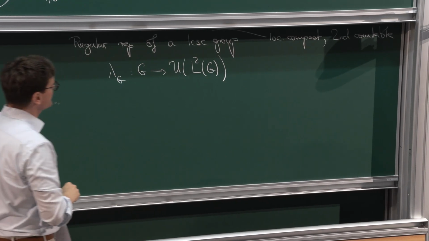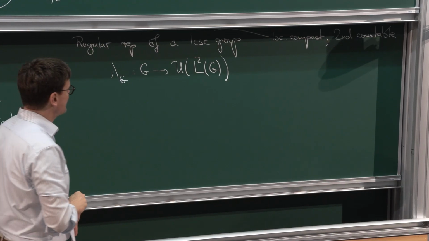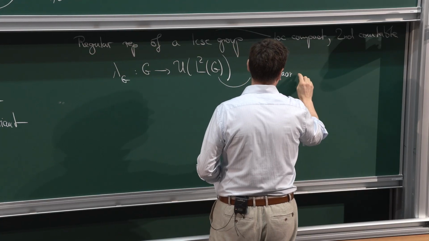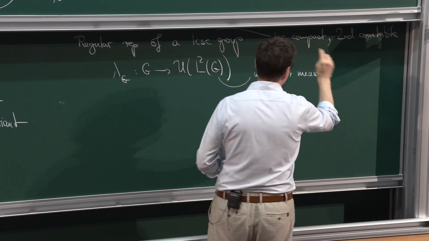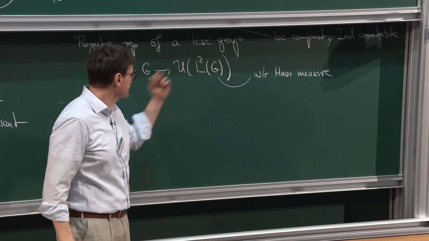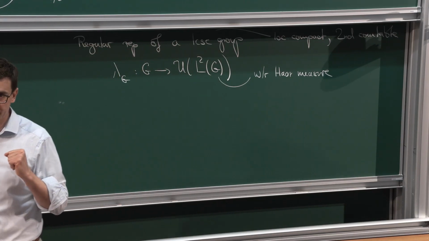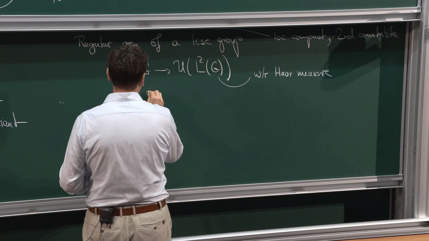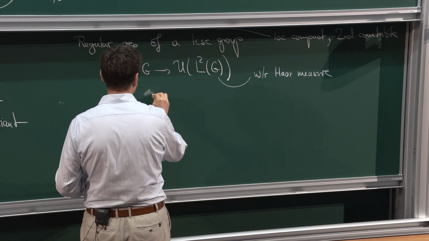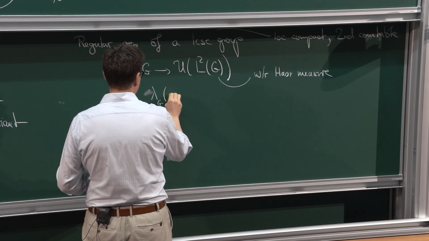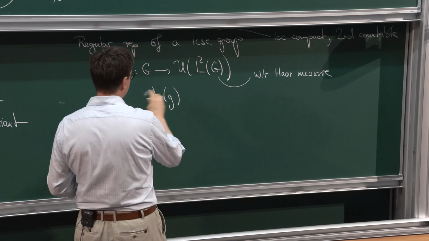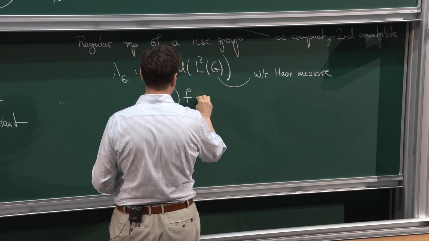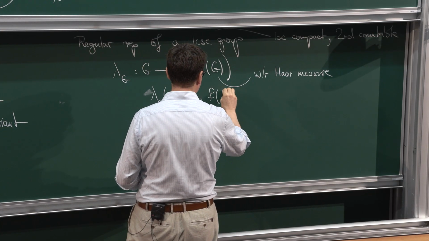So if you have such a locally compact group, then you always have the Haar measure, an invariant measure on the locally compact group, and you can form this L2 space of L2 functions on G with respect to this Haar measure. And then there's a very natural representation that does the following: if you have an element G acting on such a function, well, how does it act? It acts in this way.